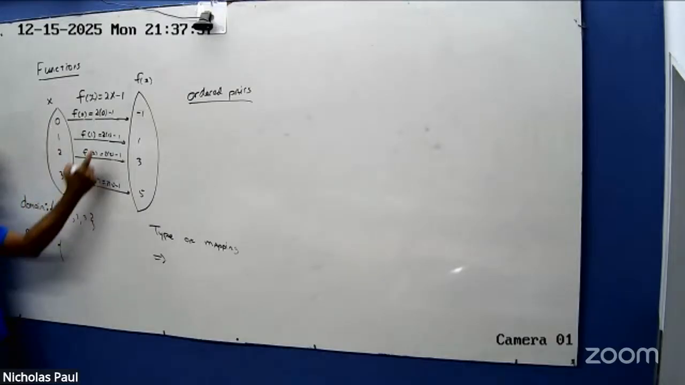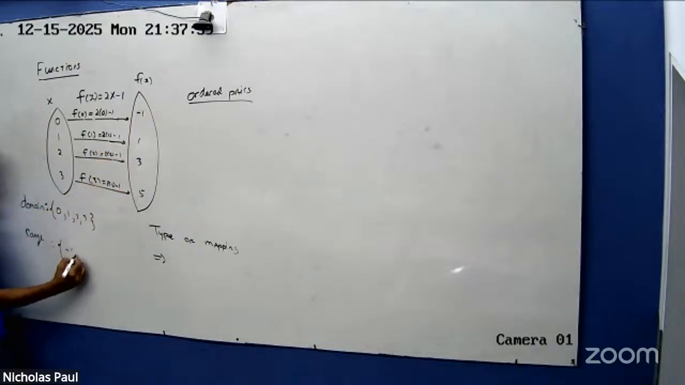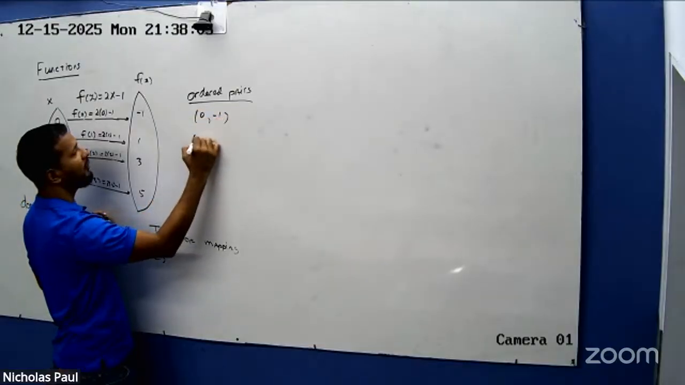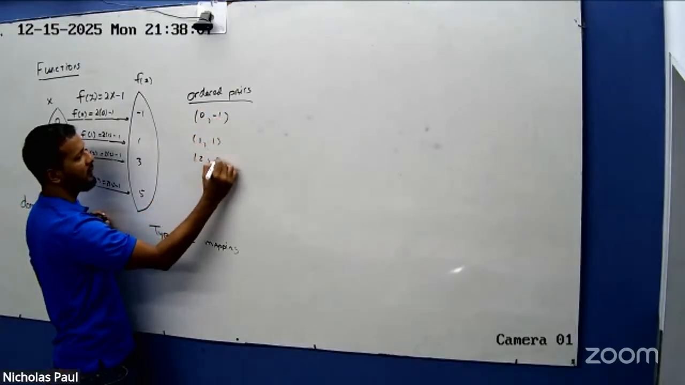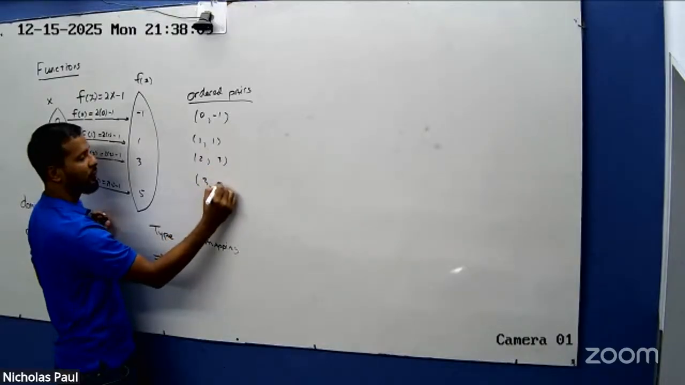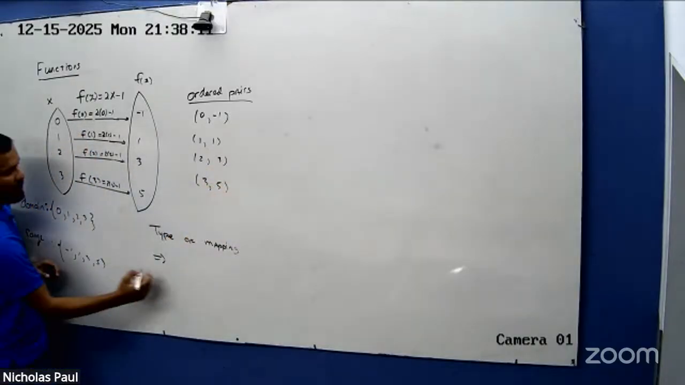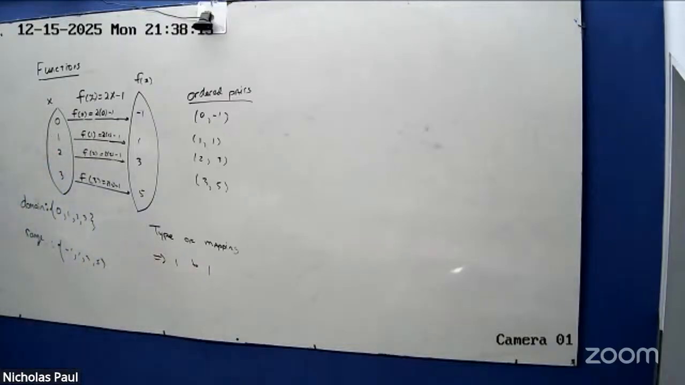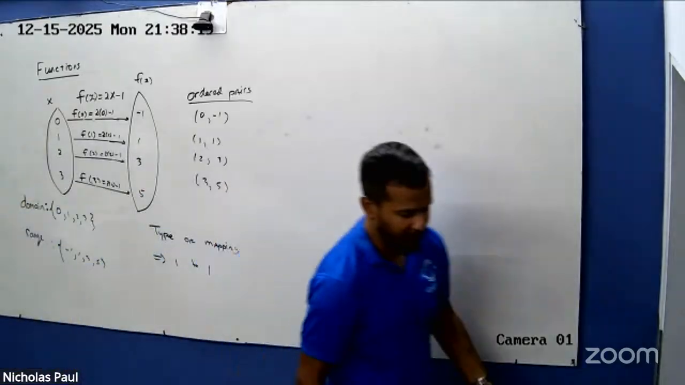And my range are all the values here. Ordered pairs: 0, minus 1; 1, 1; 2, 3; 3, 5. Mapping: 1 to 1. Easy, right?